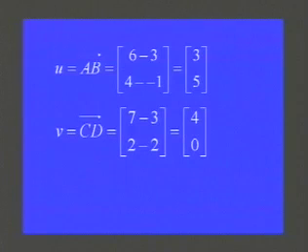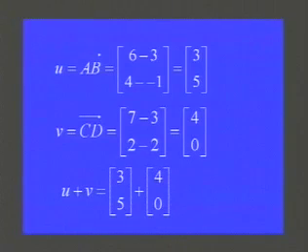Okay, so now I have u and v. It's pretty quick to find u plus v now. U plus v is just going to be (3, 5) plus (4, 0). Add your corresponding entries and you get (7, 5).